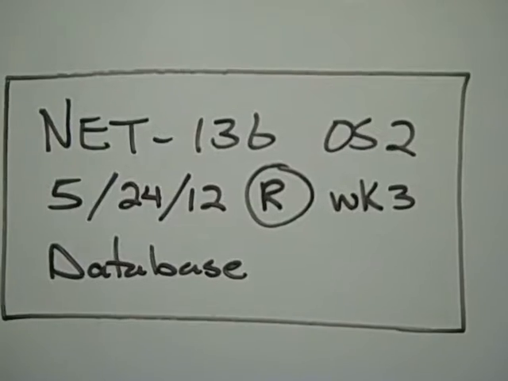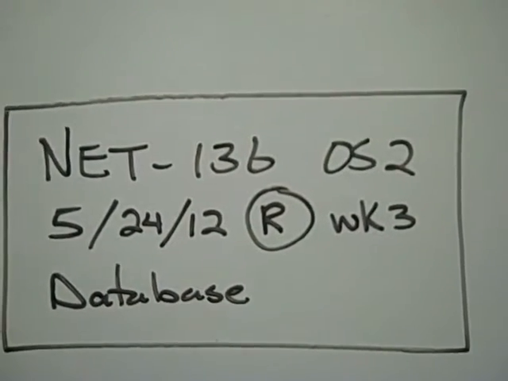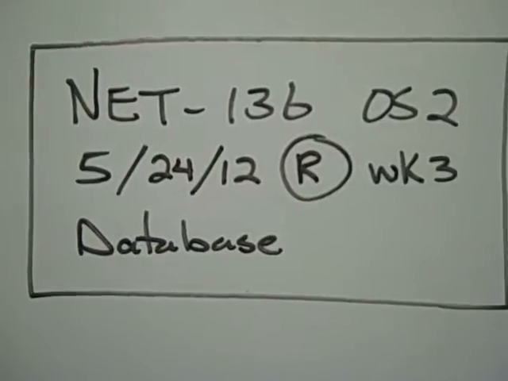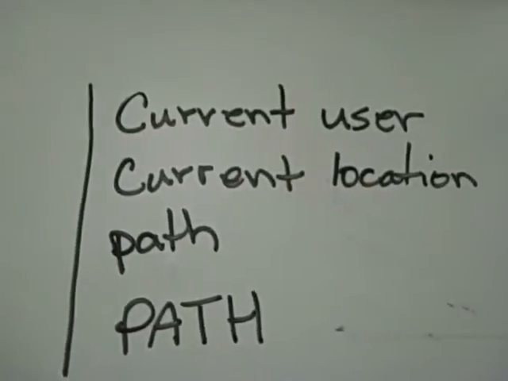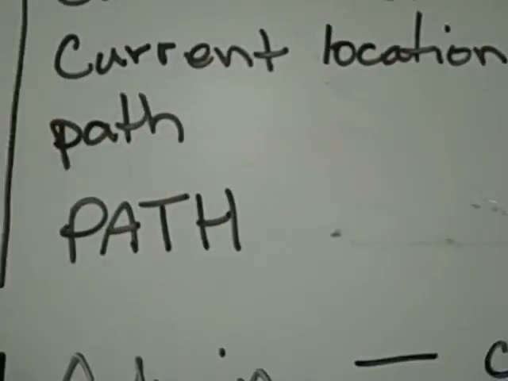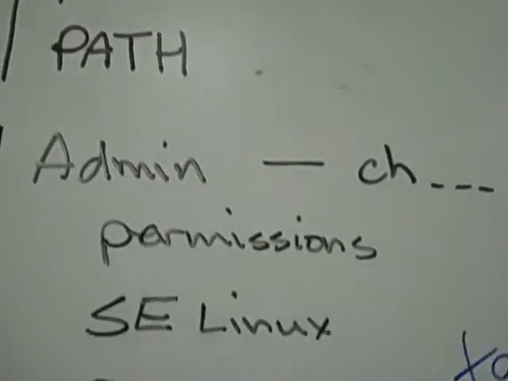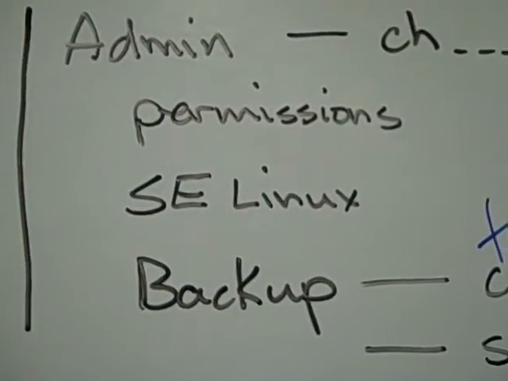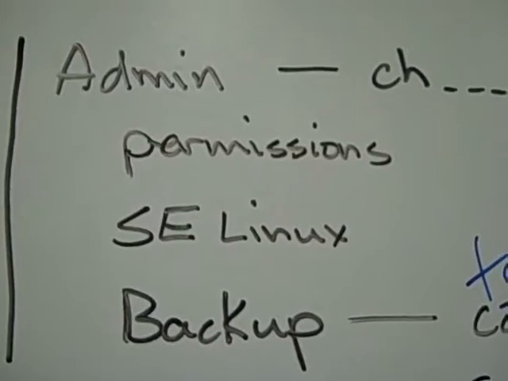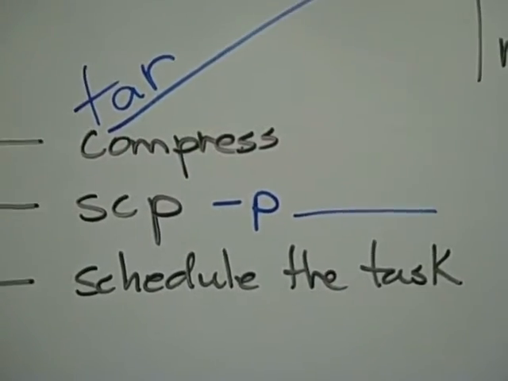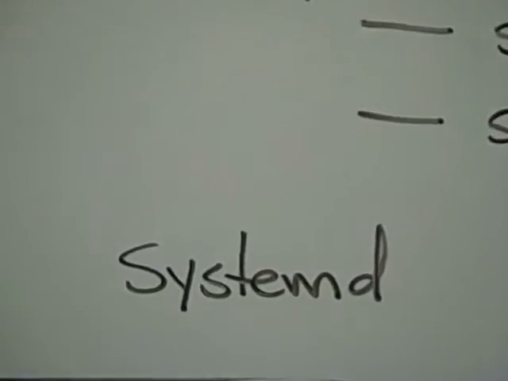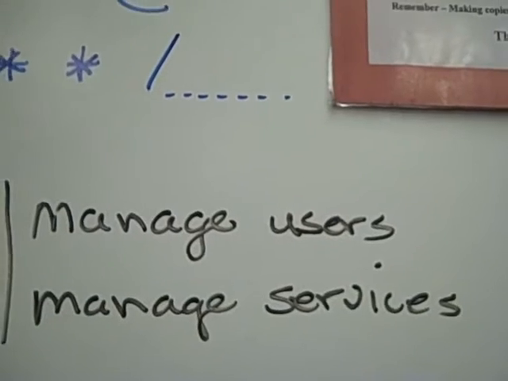Alright, did a little more review, then we went and talked about databases today, primarily. Things the students should be able to do: they need to be able to manage the file system, working their way through understanding directories, paths, and so forth. They need to be able to do administrative tasks, create users, permissions, work with SELinux, be able to back up systems, folders, areas, work with systemd in terms of they should be able to manage users and manage services.